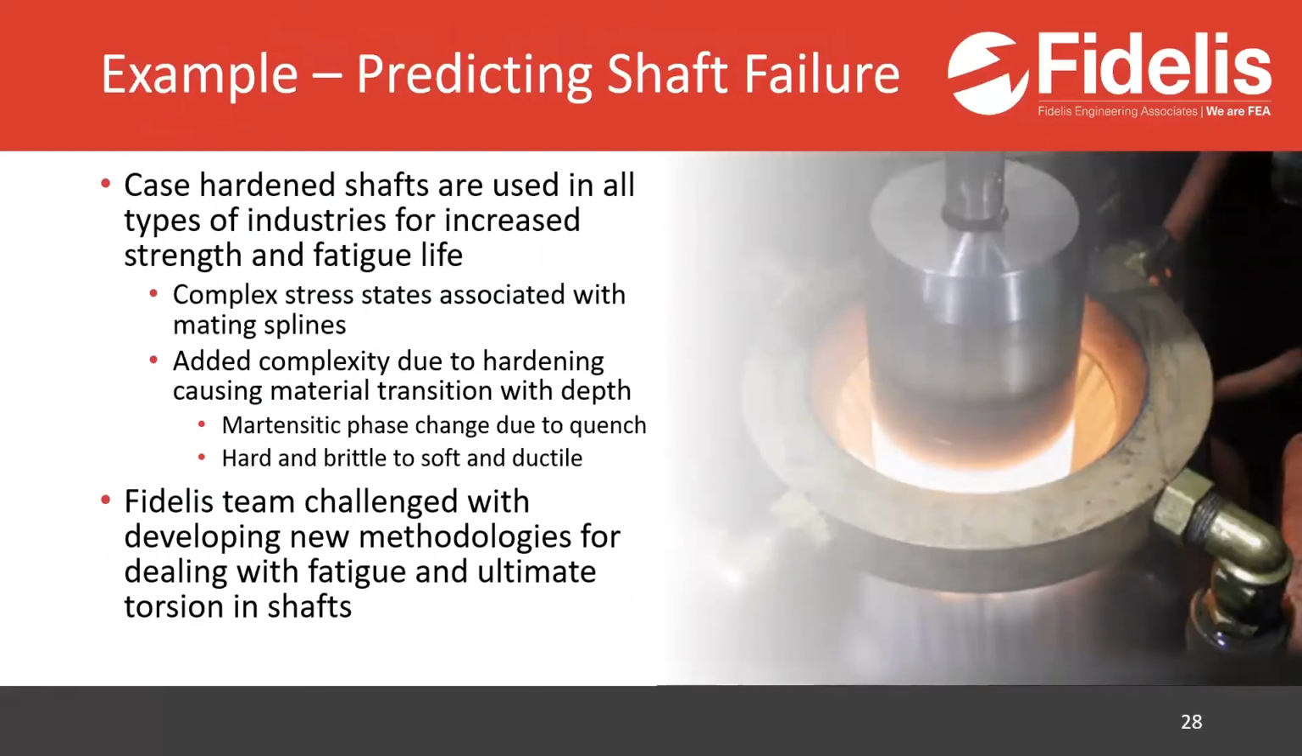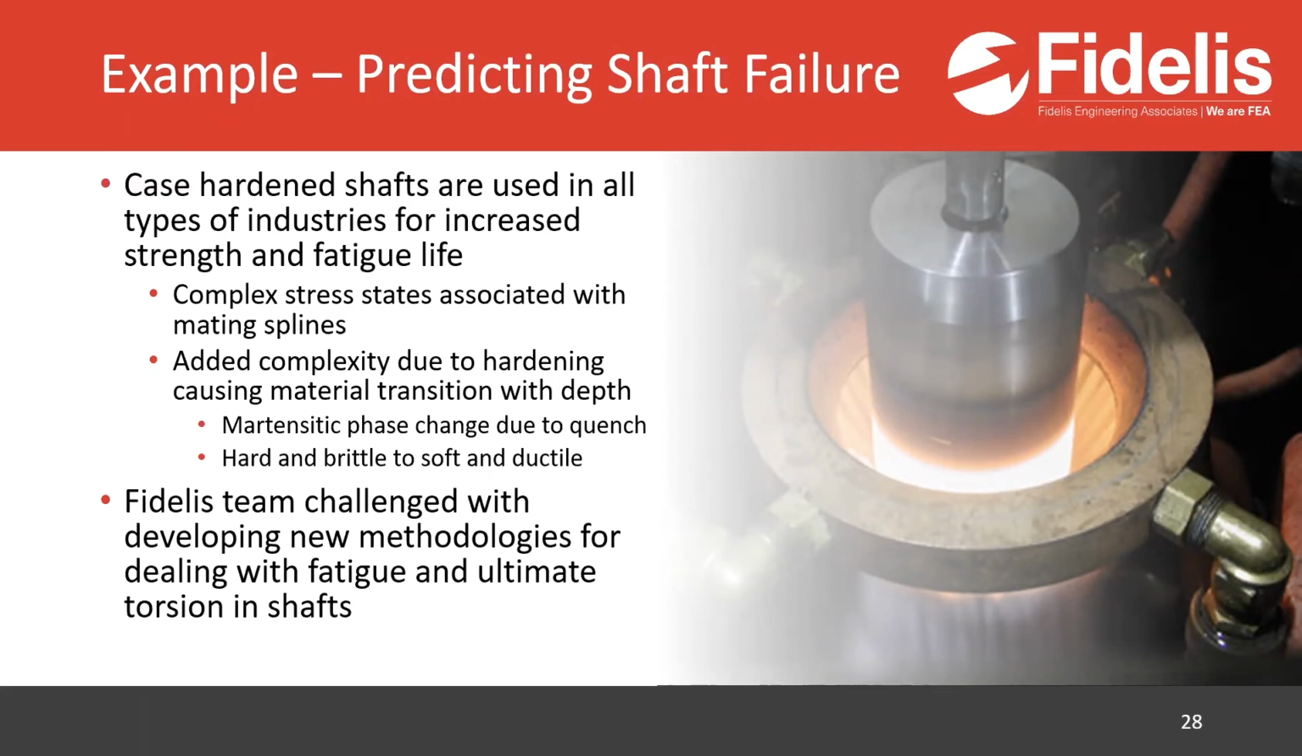The second example I want to draw your attention to is predicting shaft failure. So case hardened shafts are used all the time in industry, whether we're using induction hardening like the picture on the right, or whether we're using carburizing methods. This gives us increased strength and fatigue life in our shafts. The problem is we have complex stress states associated with mating splines, and we also have added complexity because of our hardening method. So we have martensitic phase change on the surface, which gives us a hard and brittle to soft and ductile transition between the surface and the core of the shaft.